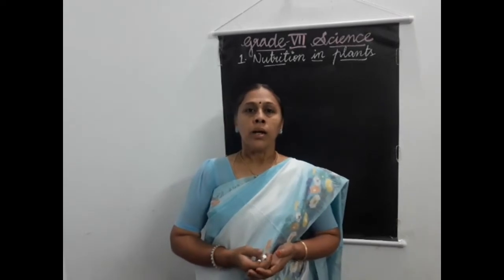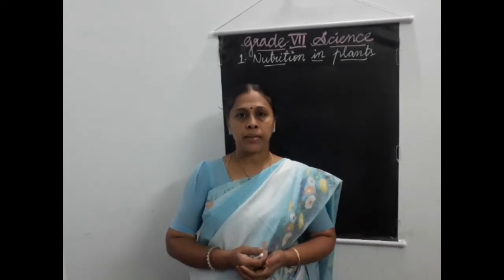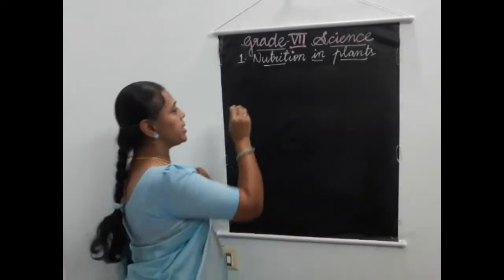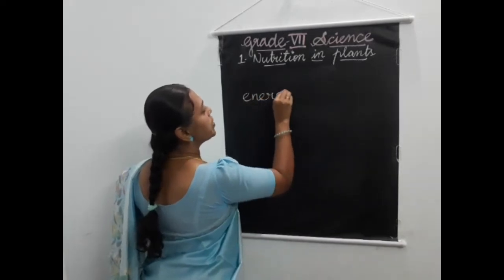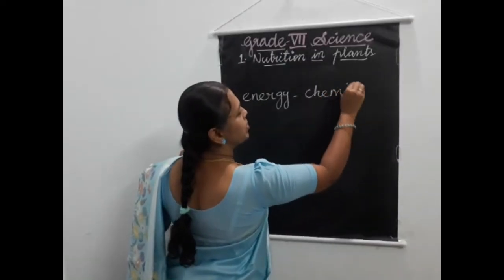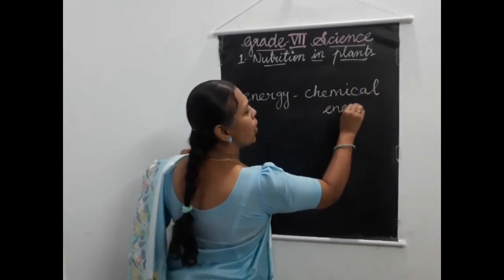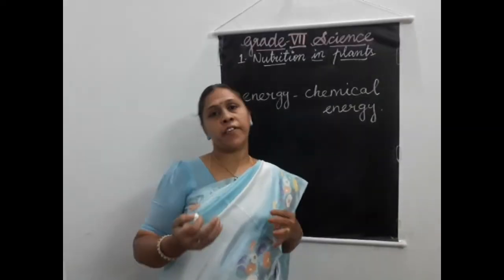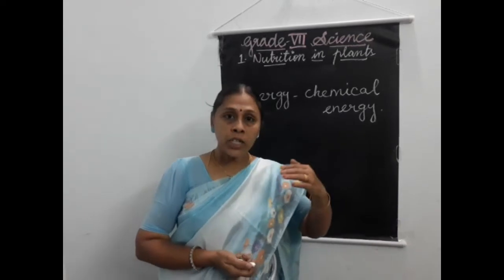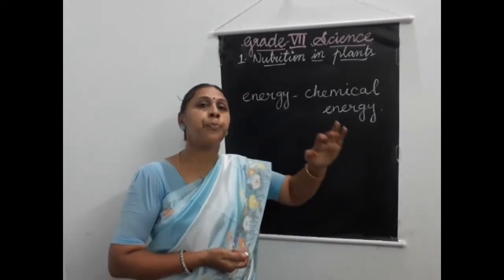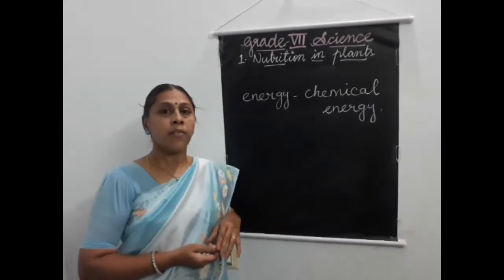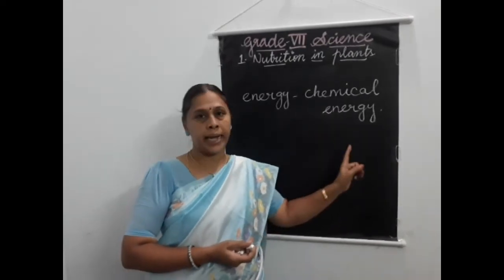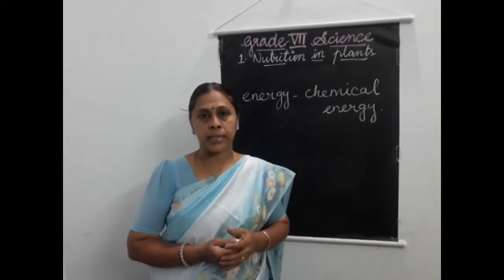Okay. Now, the food prepared by the plants is stored as energy, and that energy is stored in the form of chemical energy. So, it may be asked in 1 mark: the food is stored in which form of energy? The food is stored as chemical energy in plants. In what form is the energy stored in plants? In the form of chemical energy.